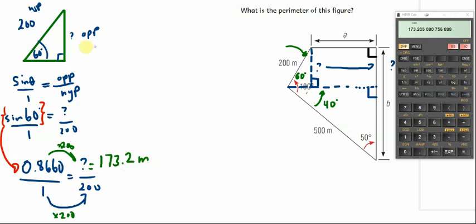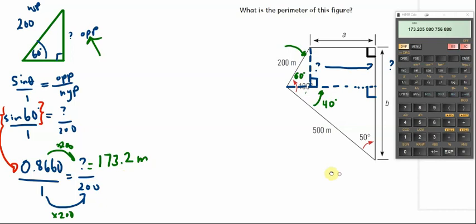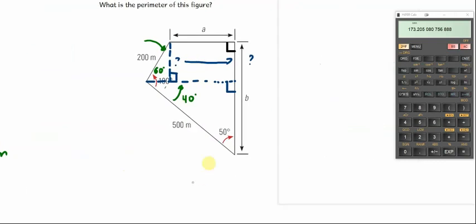Now what is that? That's this spot over here, which really all I've done is said that this length right from here to here is 173.2. Well, that's good because that's part of B.